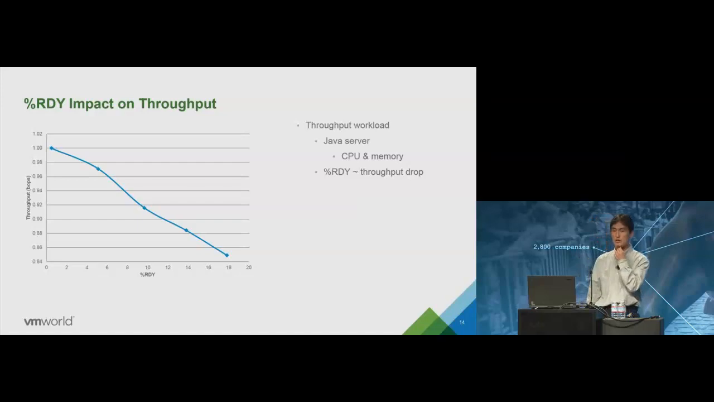And as you can see from the chart, the impact is almost proportional. So if you have a 10% ready time, the throughput degradation is about 5%. So it's kind of straightforward.